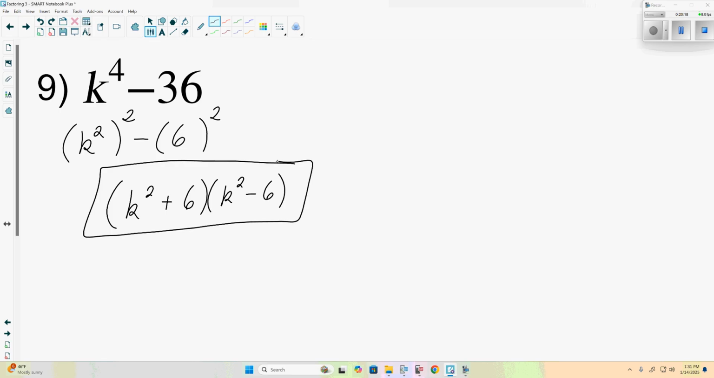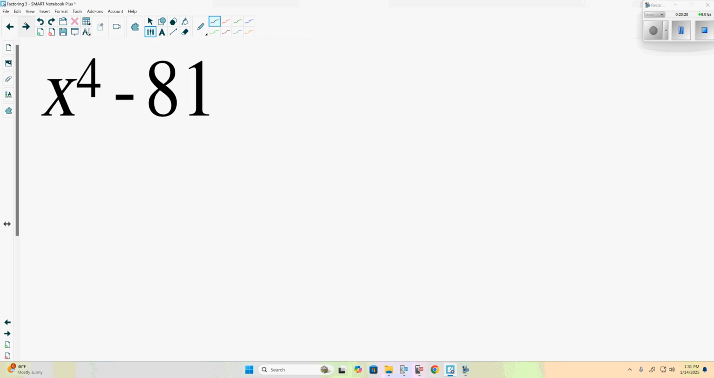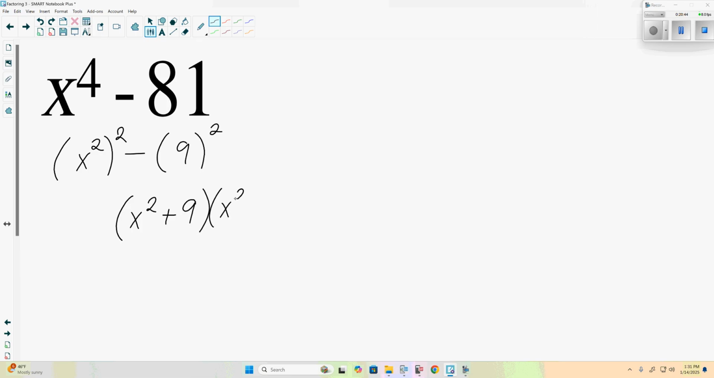Now the question is, what happens if it could? Well, let's look at this one here: x to the fourth minus 81. What times itself is x to the fourth? x squared. What times itself is 81? 9. So this here will factor to what? x squared plus 9 times x squared minus 9. Yes.